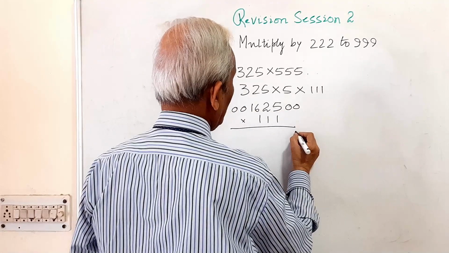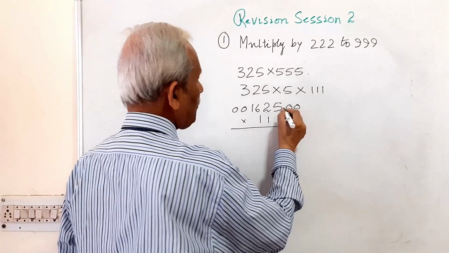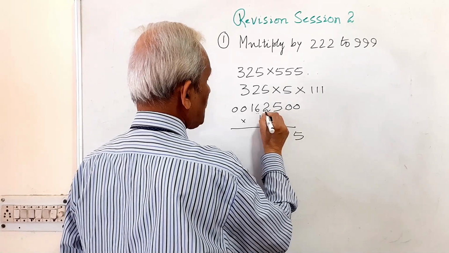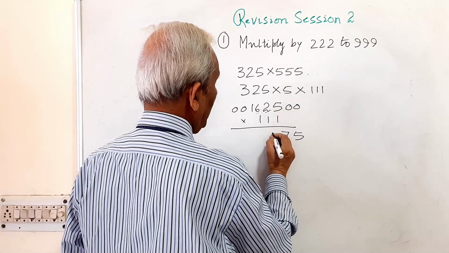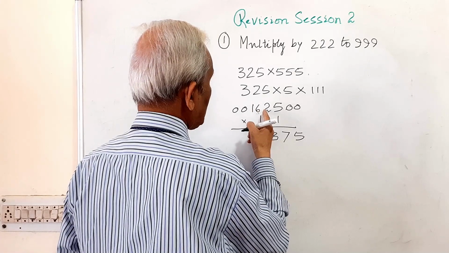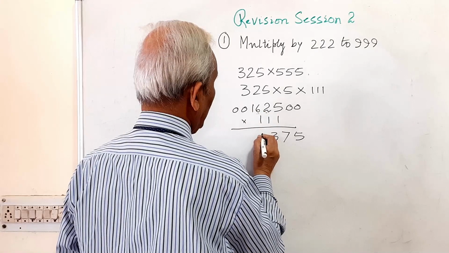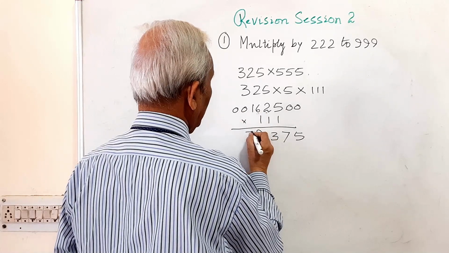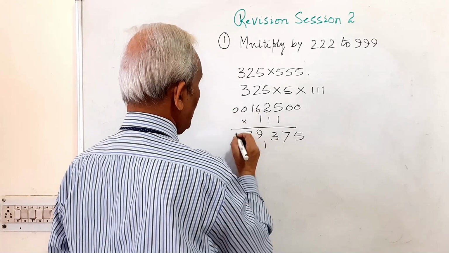5 plus 0 plus 0 is 5. 2 plus 5 plus 0 is 7. 6 plus 2 plus 5 is 6 plus 2, 8 plus 5, 13. Right? Write here 3 and write 1 here. Then 1 plus 6 plus 2 is 9. Write 9 here. Then 0 plus 1 plus 6 is 7. 7 here. 0 plus 0 plus 1 is 1.